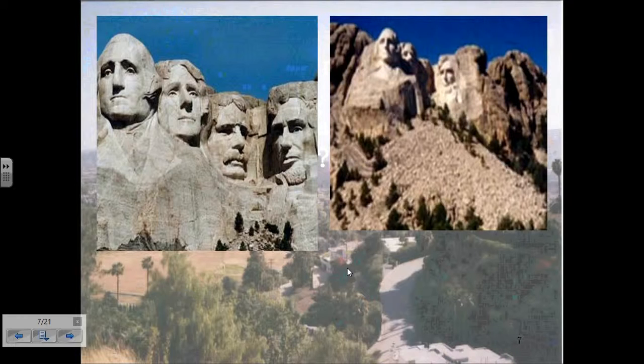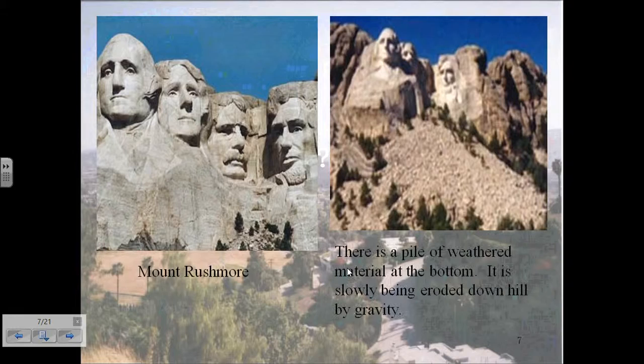Now, if you look at the other image, you see the bottom part of the rock where you have weathered rock, and it is slowly being eroded. Luckily, we have specific people that update and fix the Mount Rushmore figures. But near the bottom, you can see how the rocks have been weathered and eroded and started breaking down.